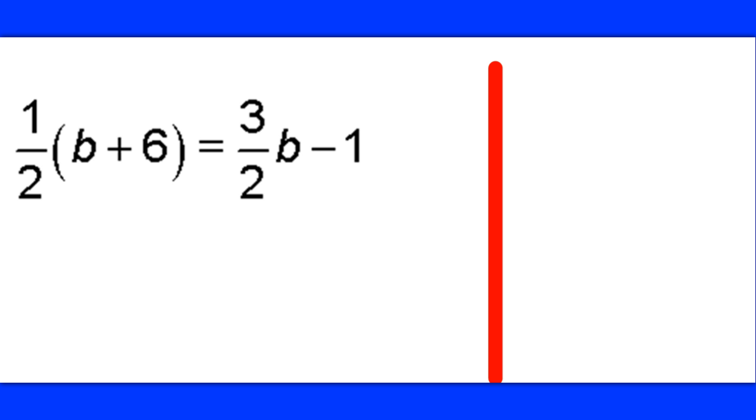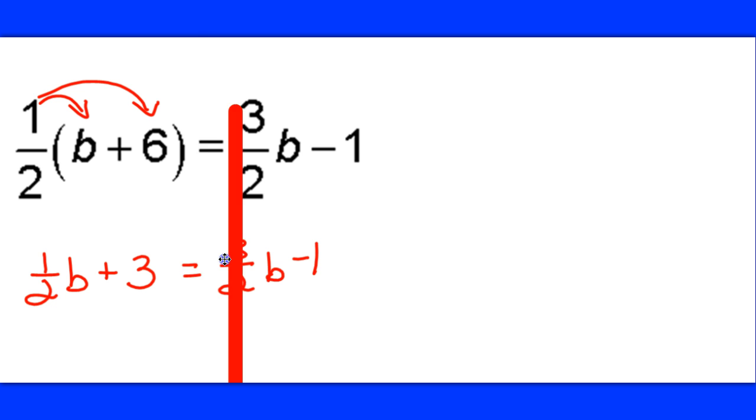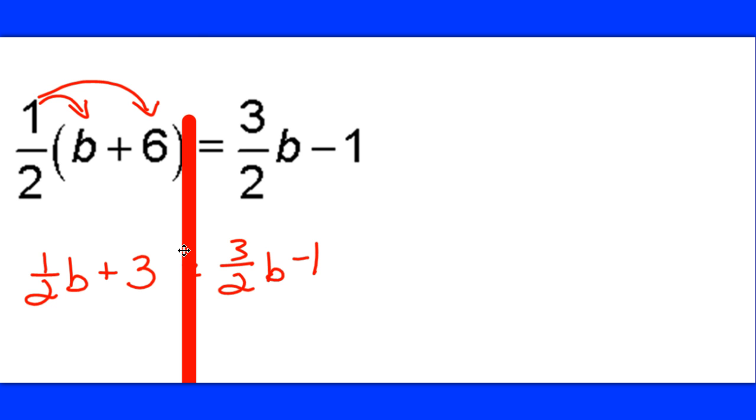Okay, try this one. Again, you're going to do the distributive property here. Okay, that's going to give you 1/2 b plus half of 6 is 3 is equal to 3/2 b minus 1. If you would like to get rid of the fractions, you may do so by multiplying everything here by 2, or you can simply finish working it out like this.